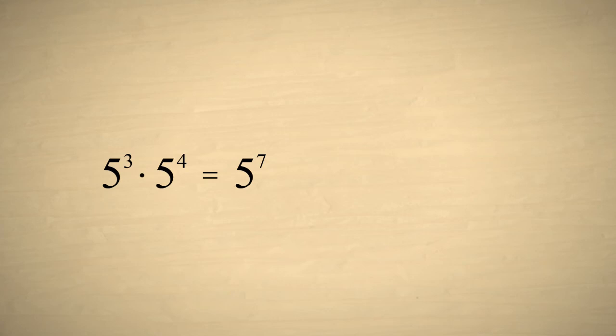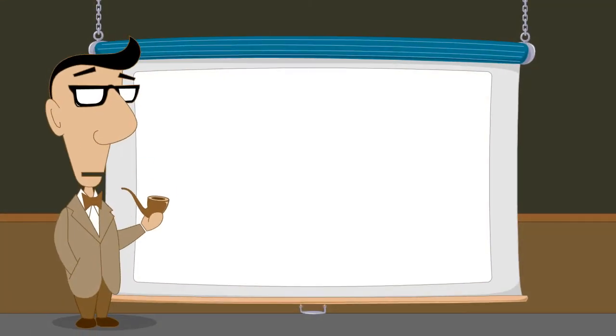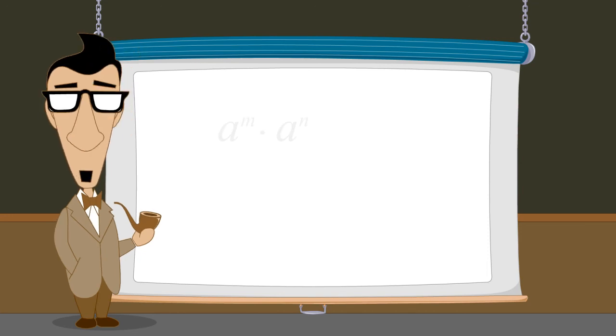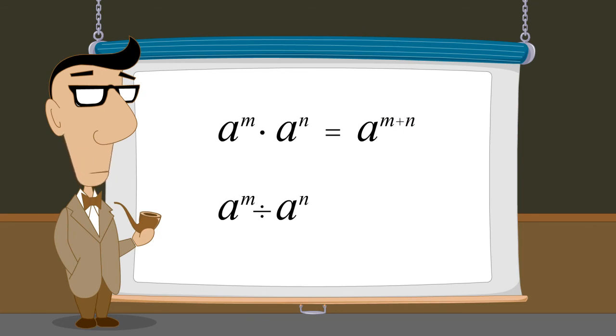So to multiply exponential expressions with the same base, add their exponents. And to divide exponential expressions with the same base, subtract their exponents. Let's summarize these rules of exponents by using letters instead of specific numbers. To multiply exponential expressions with the same base, add their exponents. And to divide exponential expressions with the same base, subtract their exponents.